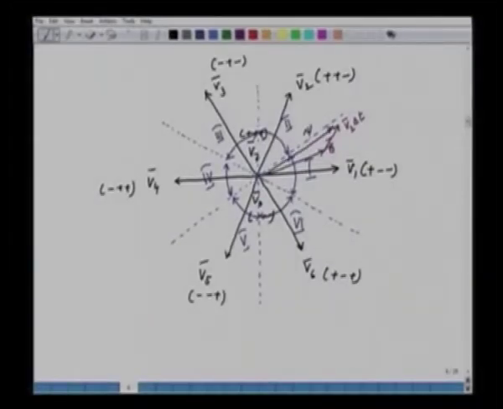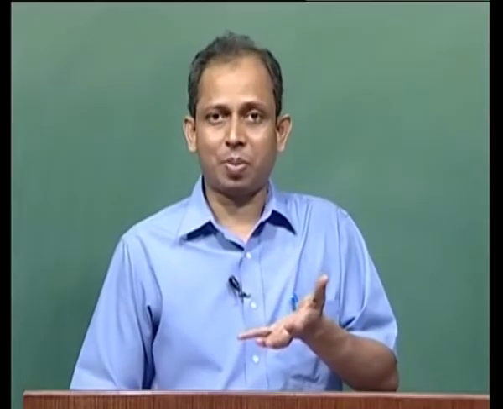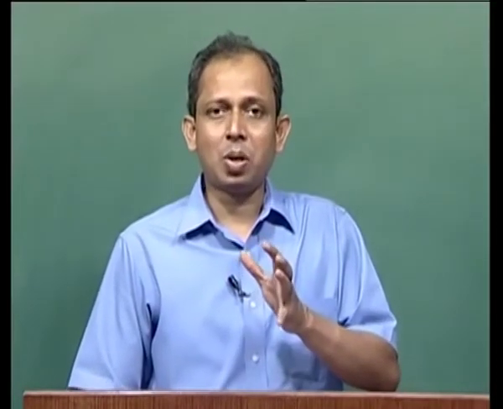This is psi s, the psi s at t equal to 0, and if I apply V2 for a time delta t, it will be V2 into delta t. The resultant of these two will be Vs, which is shown in the figure. Hence, I am able to control the stator flux. And if I am able to control the stator flux, the angle between the rotor flux and the stator flux is automatically being controlled, and hence the torque is controlled.